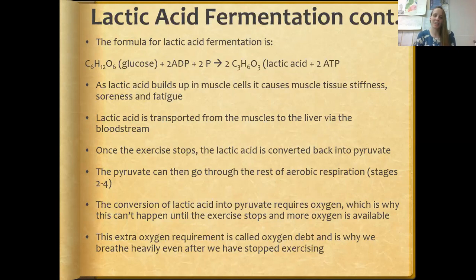The lactic acid can then be transferred from the muscles to the liver through your bloodstream. And then once the exercise stops, the lactic acid will be converted back into pyruvate, and that pyruvate can go through the rest of aerobic respiration. The conversion of lactic acid into pyruvate does require oxygen, which is why that can only happen after the exercise has stopped and you build up some more oxygen in your bloodstream.